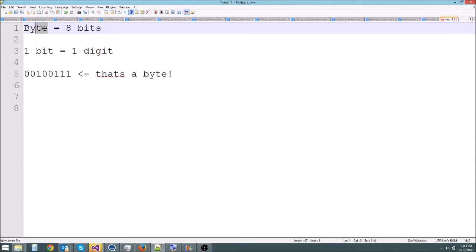A byte is pretty much the smallest value that can be stored in a variable. You can't store anything smaller than a byte in a variable. Now, you can still mess around with bits, but you can't have a variable that is smaller than a byte. As you can see here, this is a byte. This is just 8 bits. Each bit is just a 0 or 1 value.